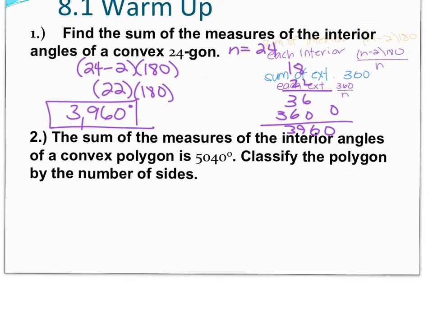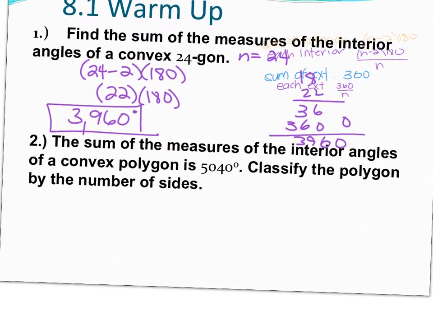Okay, good. All right, the sum of the measures of the interior angles of a convex polygon is 5,040. Classify the polygon by the number of sides. So again, it's sum of the measures, which means n minus 2 times 180. This time it's actually giving us the sum, which would be 5,040. So what we don't know is the n.